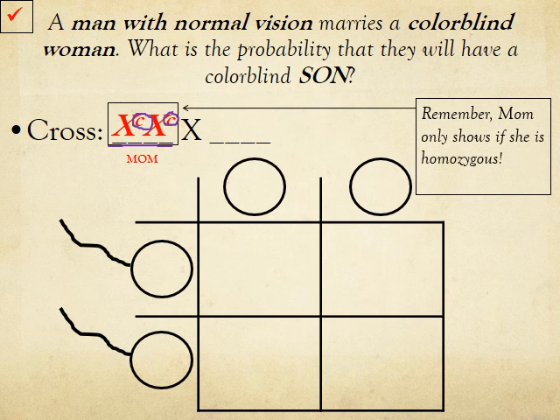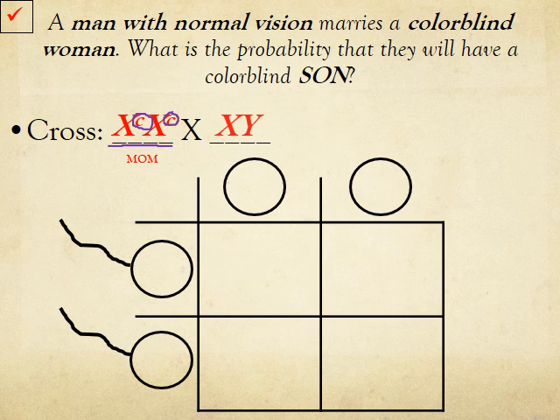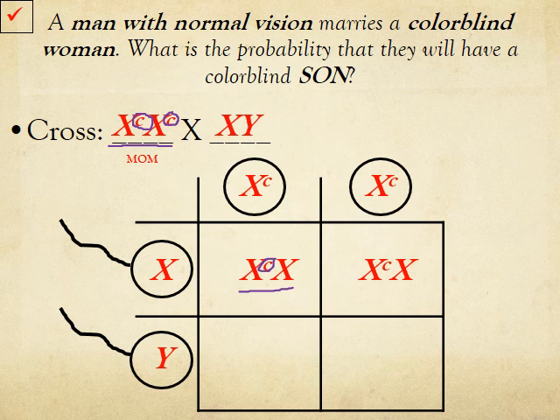And dad, this genotype here, would be XY. So we go ahead and set up our Punnett square. In our first box, we got XCX, resulting in a female who is a carrier. Why? Because she only has one of the colorblind alleles. In our second box, once again, we would get XCX.